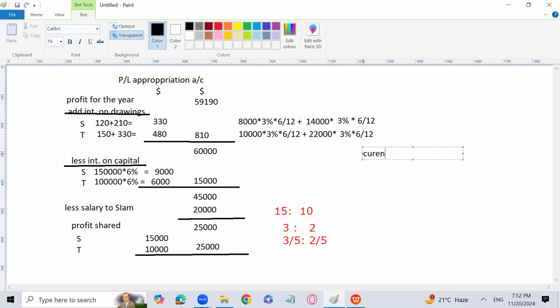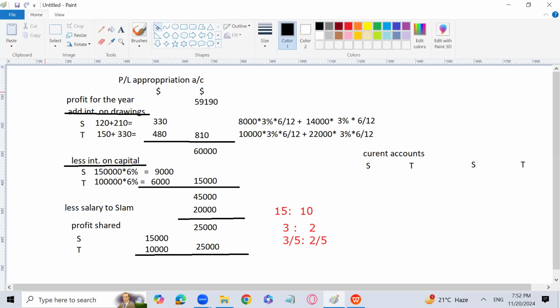And for that, I am going to prepare the current accounts in front of you for both the partners, for S and for T, the debit side and the credit side of S and T, so that I can write it in the statement of financial position. Okay, so let's prepare it.